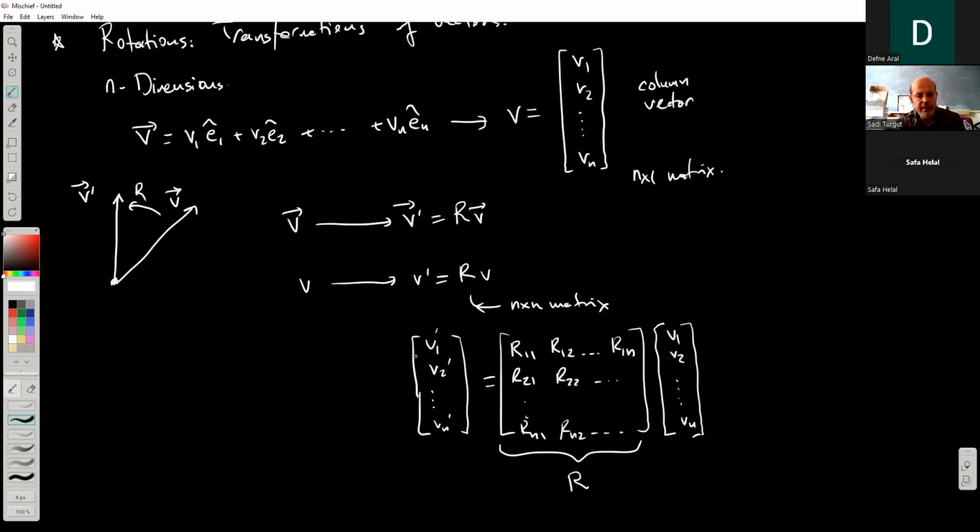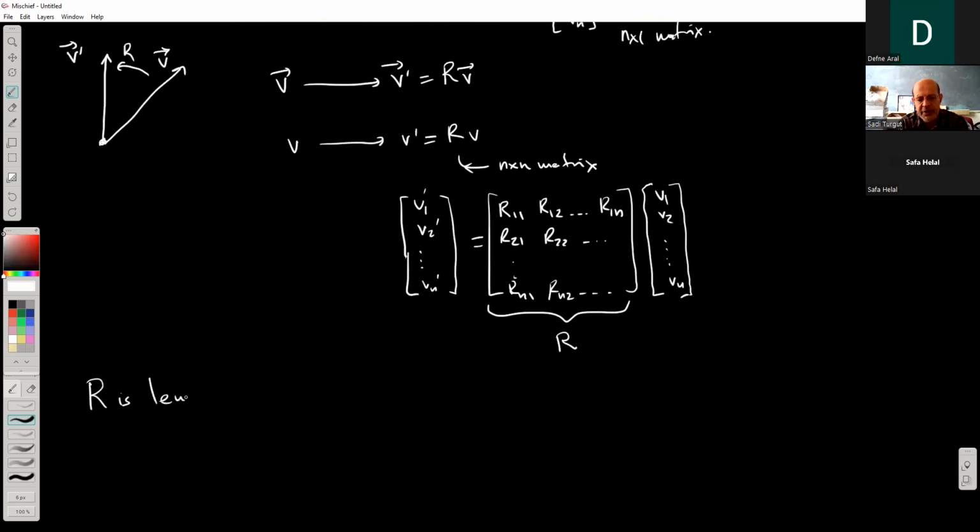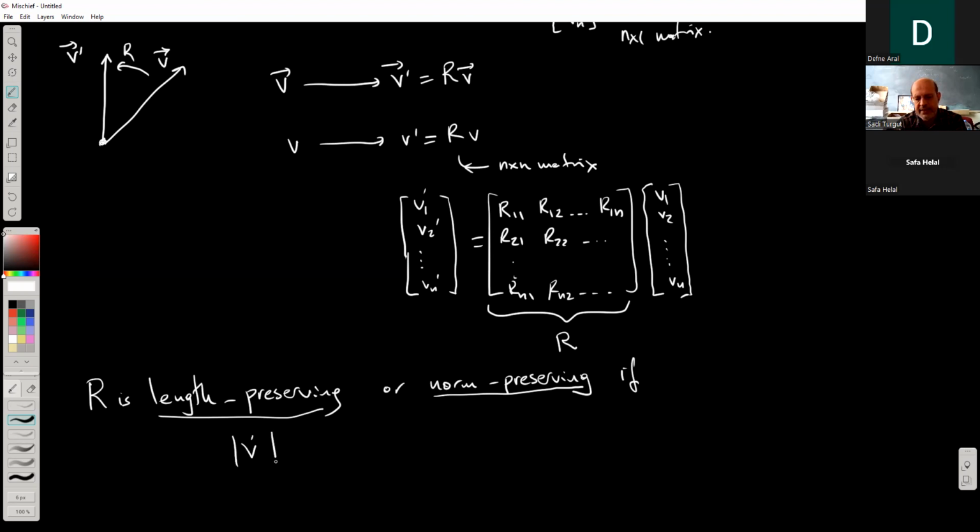Okay. And a rotation has this important property that it preserves length. We say that R is length preserving, or norm preserving. The proper term that mathematicians use is actually norm preserving. Norm is the same thing as the length. The idea is that the length of the rotated vector is the same as the length of the original vector, for all vectors V. Right? I'm going to take this as the definition.